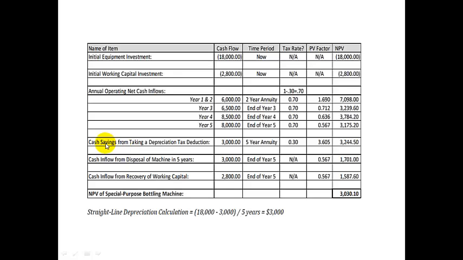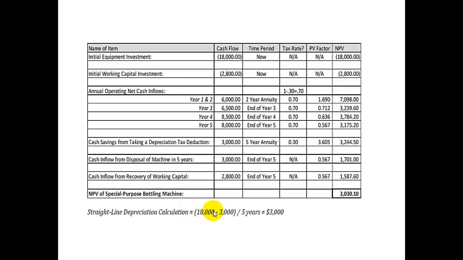Let's talk about our cash savings or our tax shield as a result of being able to take the purchase of our asset as a tax deduction. So we need to figure out what our depreciation calculation is each year. Well, here is our depreciation down here. Now, unfortunately, whoever devised this example didn't realize that there were too many $3,000 amounts. So this $3,000 amount is supposed to be the salvage value at the end of the useful life.